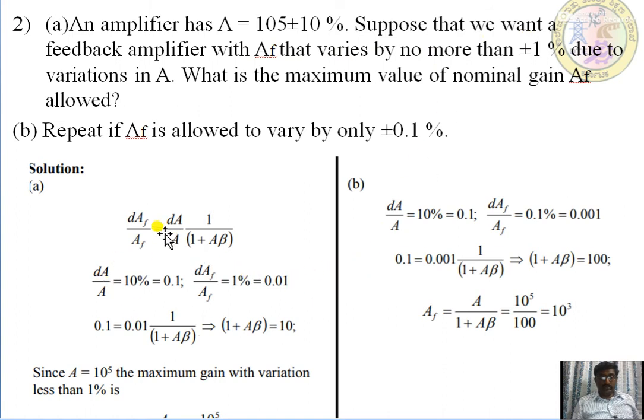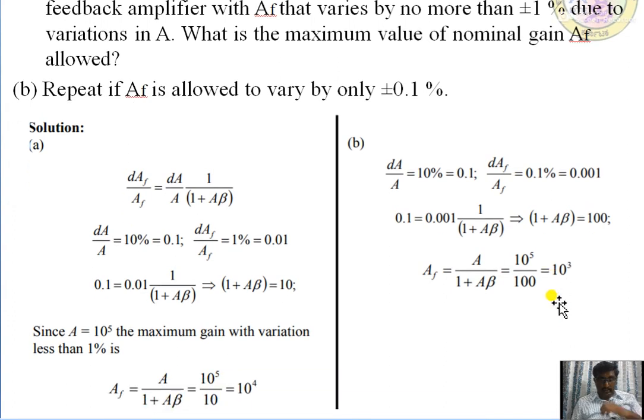So if you just put the values here, what we will be getting is 0.1 is equal to 0.01 divided by 1 plus A into beta. So 1 plus A beta is equal to 10, since A is equal to 10 raised to 5, that is the maximum gain variation is less than 1%. Okay, and next, if you repeat it, then dA by A is equal to 10%, that is the same 0.1, and dA by A is equal to 0.001. Then 0.1, if you just calculate, it will have a value of 10 raised to 3.